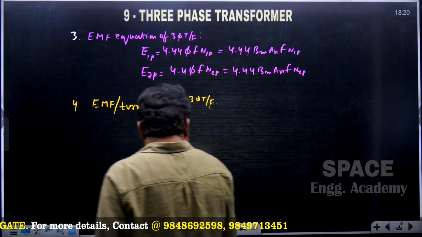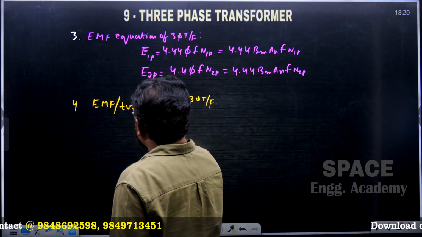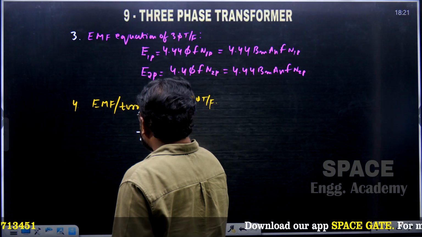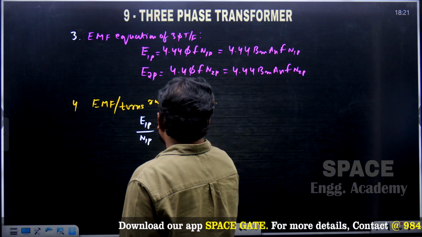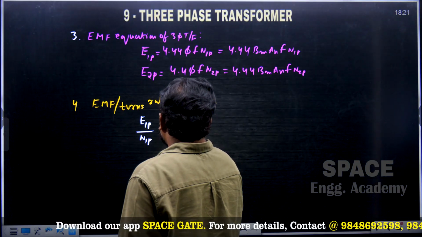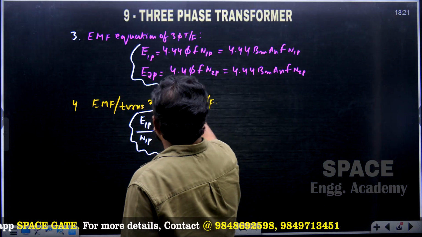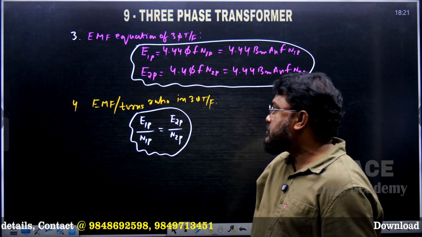So this is equal to EMF per turn: E1 per phase divided by N1, the number of turns in the primary winding. It is also equal to E2 per phase divided by N2 per phase. EMF per turn is always equal from the primary winding to the secondary winding of the transformer.